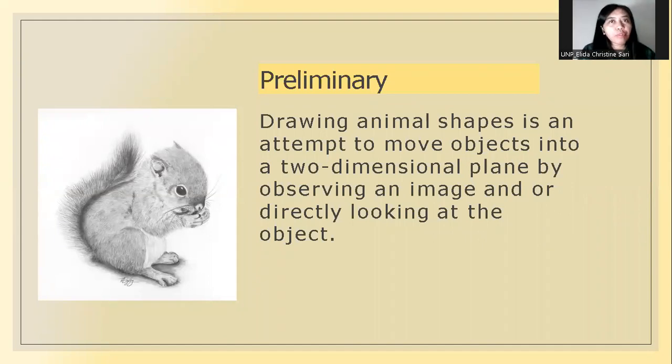Preliminary drawing of animals is an attempt to move an object into two dimensions, planned by observing an image and or directly looking at the object. Like what I said in the last session, you must understand about the animal, the character, the texture, or the basic shape. You must pay very close attention to the object you will draw.